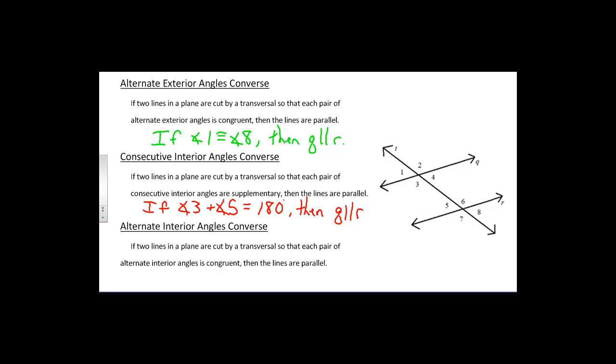And the alternate interior angles converse says if I have two lines in a plane, again cut by a transversal, that makes a set of alternate interior angles congruent to each other, then I know that those lines are parallel. So for my alternate interior angles here, angles 4 and 5 for example, if I can show that they are congruent to each other, I would have enough to show that lines Q and R have to be parallel.